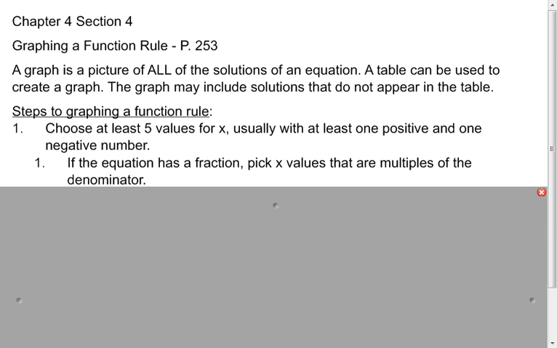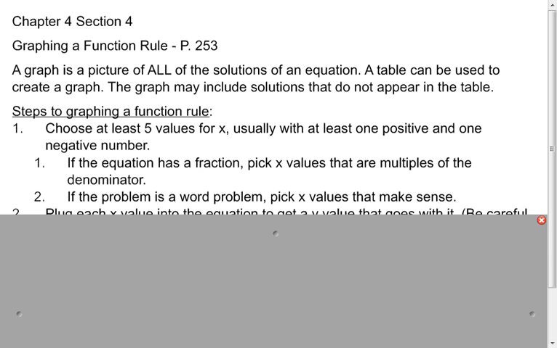There's a couple ways that you can decide what to use when you pick your own values for x. If the equation has a fraction in it, you want to pick x values that are multiples of the denominator. Denominator is the bottom number of the fraction. This means that you will always have whole numbers or integers for your answer. Okay, you won't have to graph any fractions. I know how annoying that can be.